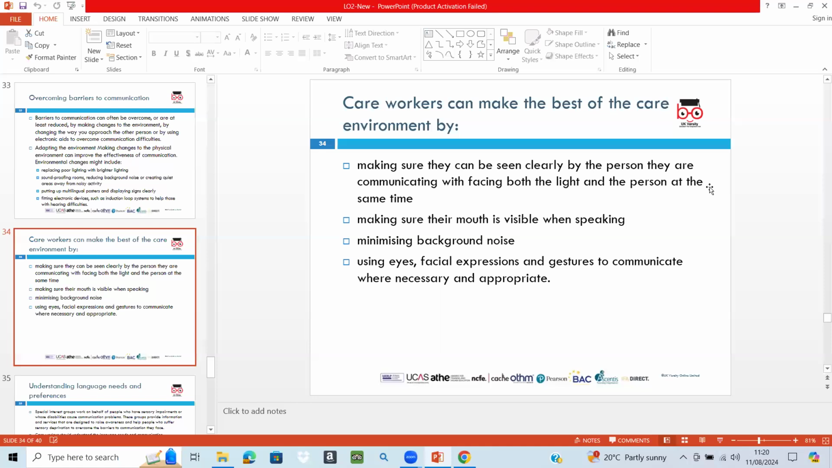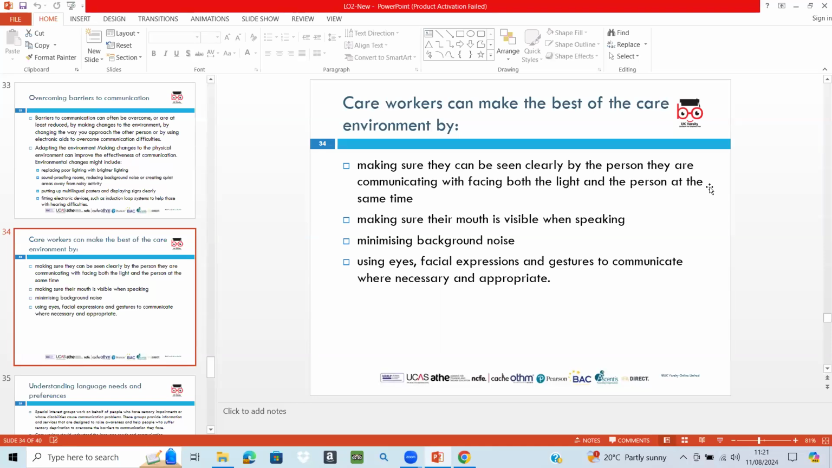Then we have minimizing background noise. We need to reduce distractions in the environment, which can help service users focus better on the conversation. As an example, turning off a television or closing a door to block out hallway noise can create a more conducive setting for effective communication.